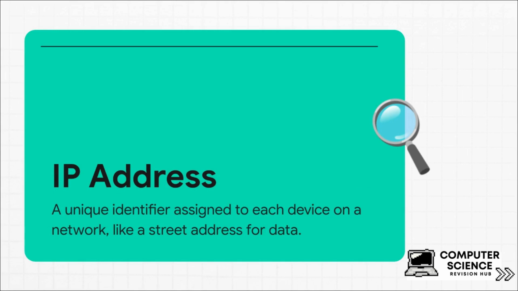Now, a huge part of those rules is addressing. Just like a letter needs a specific street address to get delivered, every single device on the internet needs a unique IP address. This string of numbers is the specific, one-of-a-kind destination that tells all the routers out there exactly where to send the information.